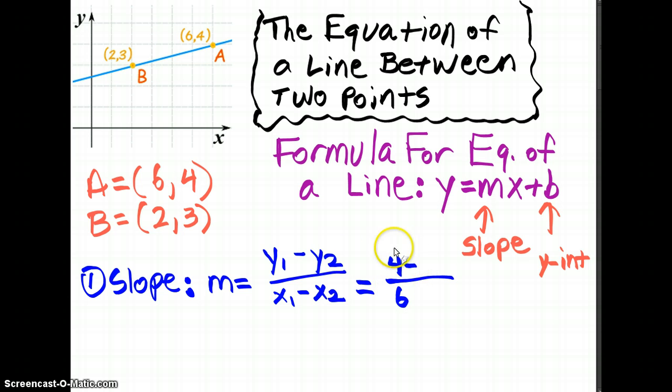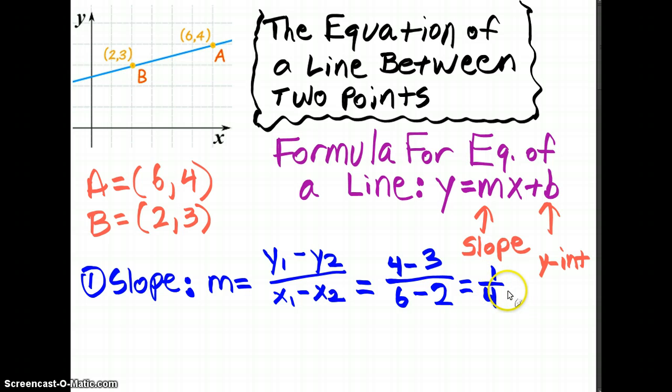Now, notice that the y2 has to come from your other point. Well, my other point's y value is 3, so it's going to be 4 minus 3 up top, and then minus 2 on the bottom. Looking at how this works out, I get 4 minus 3 on the top, which is a positive 1, over 6 minus 2, which is a positive 4, which means that this whole slope has a value of 1 over 4, or 1/4.